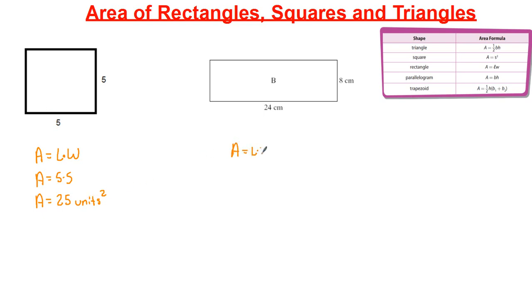Now for this one over here, it's the same thing. Area is equal to length multiplied by width. Area is equal to 24 multiplied by 8. And then area is equal to 192. So we have 192 centimeters squared. Nothing hard. Same stuff that you all have been doing. Now let's try this algebraically.